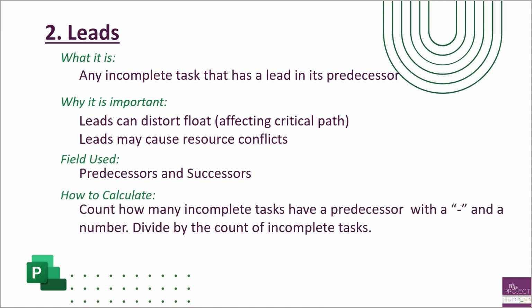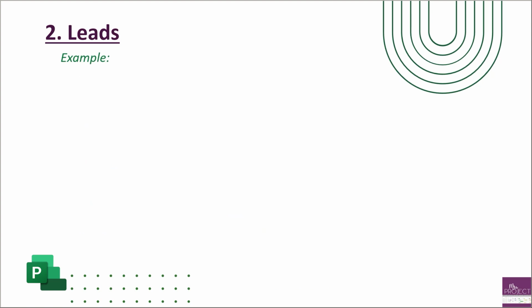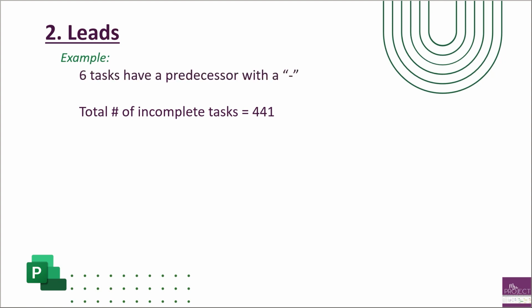So how do you calculate it? You're going to count how many incomplete tasks have a predecessor with a negative number. And then you take that count and divide it by the count of incomplete tasks. DCMA wants you to work towards getting 0% of your schedule having leads. An example of this would be, say, in your schedule that has 441 tasks that are incomplete. So again, we're not using the total amount of tasks, just your incomplete number of tasks. There's 6 of them that have predecessors that have a negative next to it.